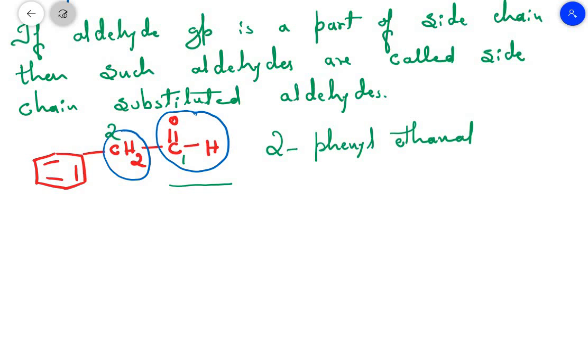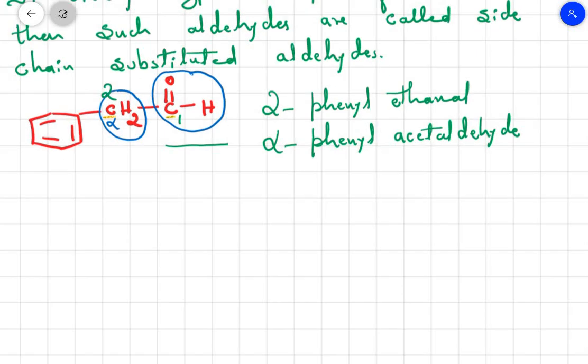Or, because this is the functional group and this carbon is called the alpha carbon atom, the name is alpha phenyl acetaldehyde. I have written acetaldehyde here because there are two carbon atoms. I will highlight it. This is one carbon and this is another carbon. So two carbon atoms, and we call it what? Acetaldehyde.